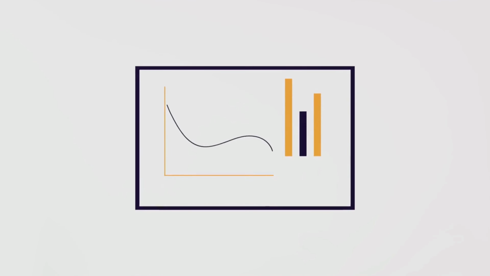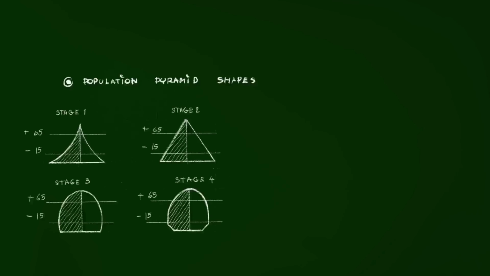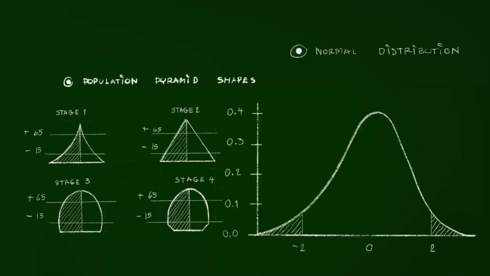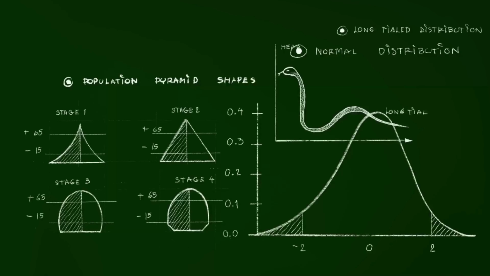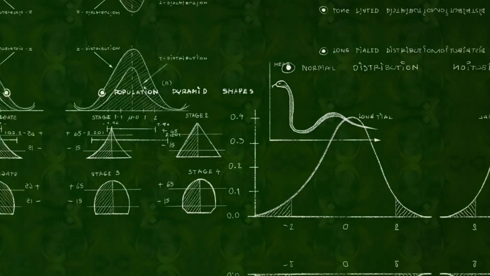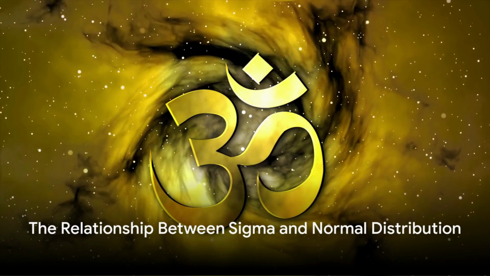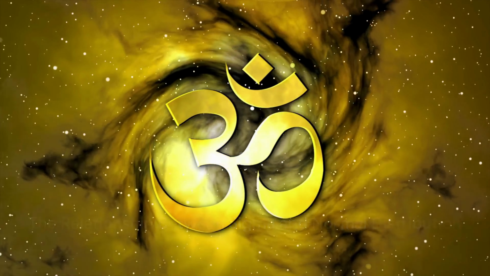So there you have it, a detailed dive into the inner workings of a bell curve. This curve shows how data is distributed in a set, with the peak of the bell representing the mean or average. The width of the bell, however, is determined by the standard deviation, our friend sigma. The relationship between sigma and the normal distribution is utterly captivating.